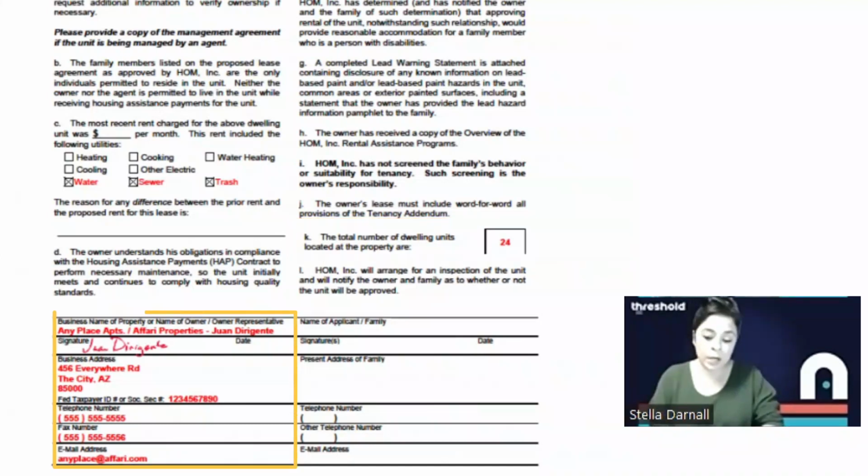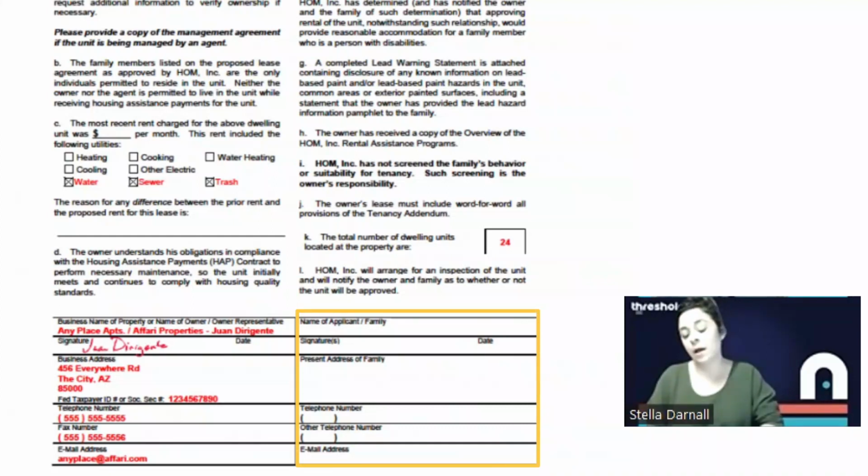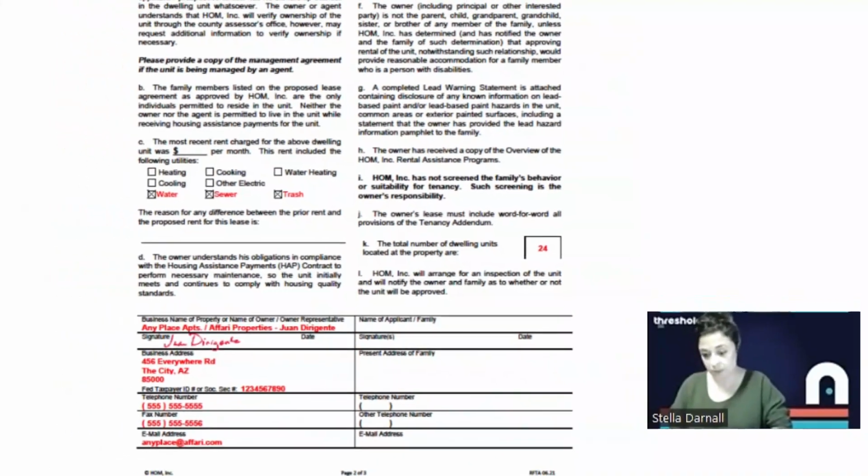And then right at the bottom, you're going to fill out your information: the name of the property, your signature, address, your taxpayer ID, and the best way to contact you. On the right of where you would fill out your information would be the applicant's information, the prospective tenant. Normally, this is already pre-filled by the housing specialist. As long as you have approved your tenant and filled out your part of the document, you can go ahead and send that in to the housing specialist.